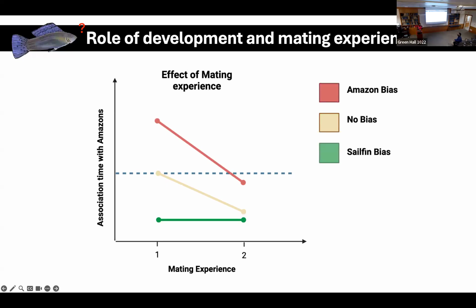So the way mating works in these fish is that it's sort of a coercive mating system. The males are chasing the females and then trying to mate with her.